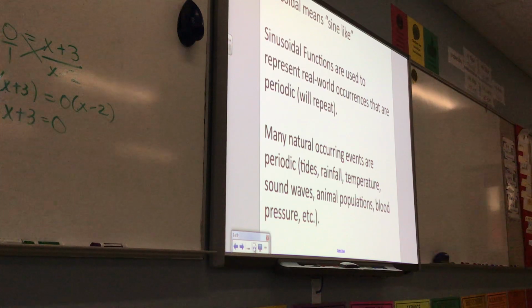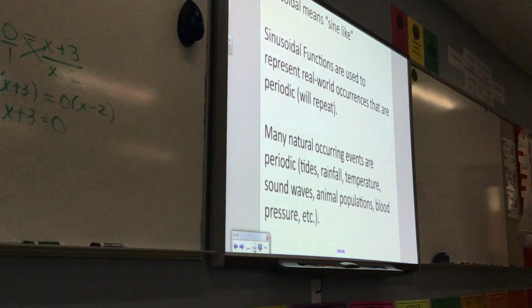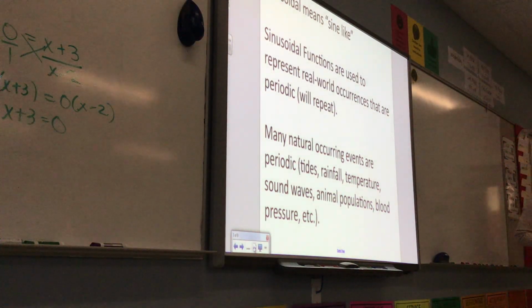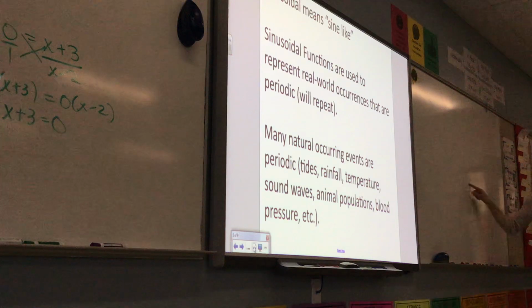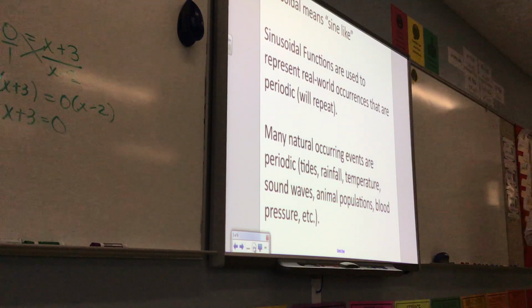Okay, so we're going to do examples of a few different ones of these. How does rainfall involve math? Because you can model it. Certain periods of time might have more rainfall.